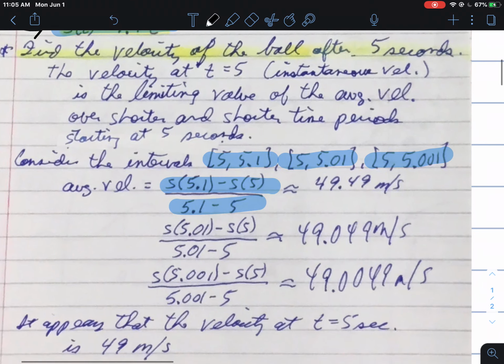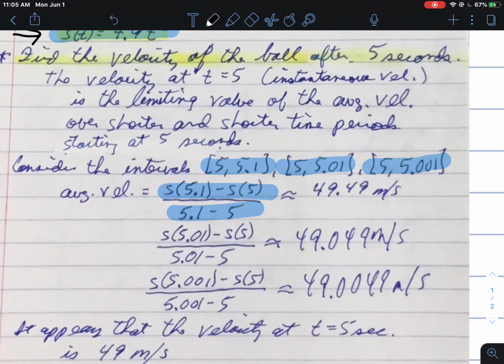And so then I just redid those calculations for each of our intervals of time. So over the interval from 5 to 5.01 seconds, I plugged 5.01 into our function, plugged 5 into our function, did that calculation, and again 5.01 minus 5. And I came up with 49.049 meters per second. And then over the interval from 5 to 5.001, plug 5.001 into our function, minus S of 5, divided by 0.001, and we come up with 49.0049.